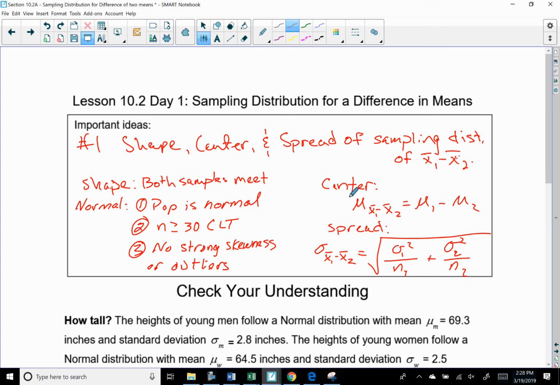And if it does, we can say it's normal. Center, okay, the center of the sampling distribution for the difference in samples is equal to the mean for population 1 minus the mean for population 2. And then spread, in this case, is the square root of population 1 variance divided by N1 plus population 2 variance divided by N2. Right? And in order to get the new standard deviation, we are adding the variances from both populations. Okay?